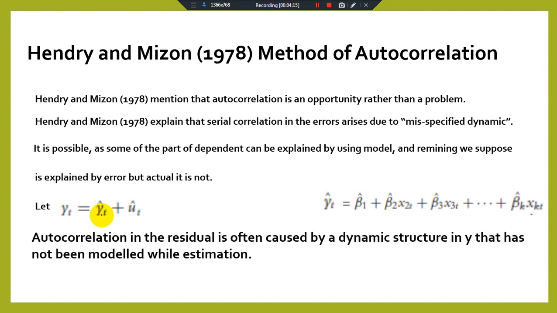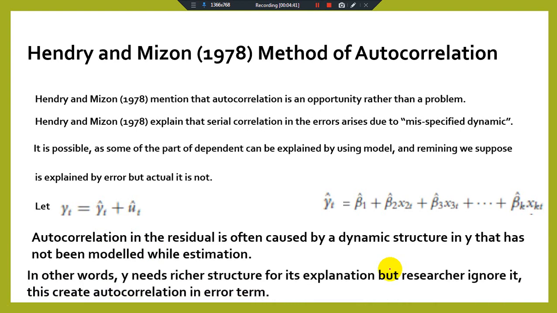Autocorrelation in the residual is often caused by a dynamic structure of y that has not been modeled while estimating. So keep it in mind, there are many cases when we are estimating the dependent variable but we are ignoring the dynamic structure of the model. In other words, sometimes y needs a richer structure for its explanation, but researchers ignore it. This creates an issue of autocorrelation in the error term.